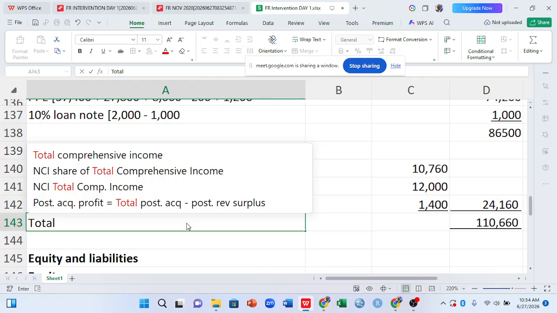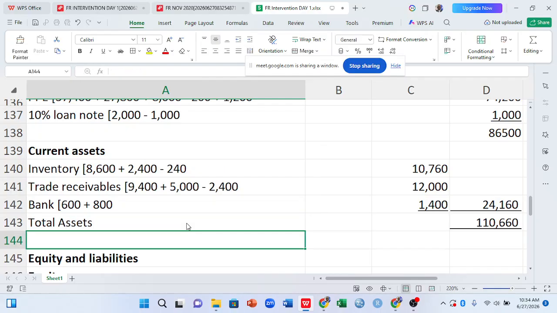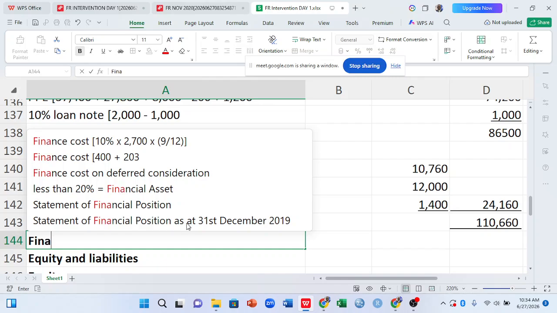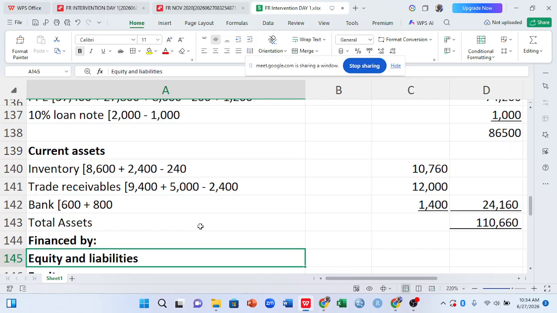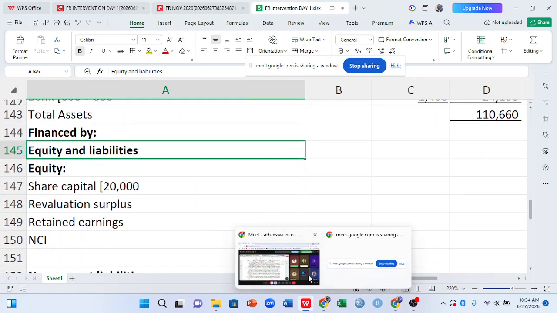So this will give us our total assets before it comes to finance. Yeah, so someone had a question.